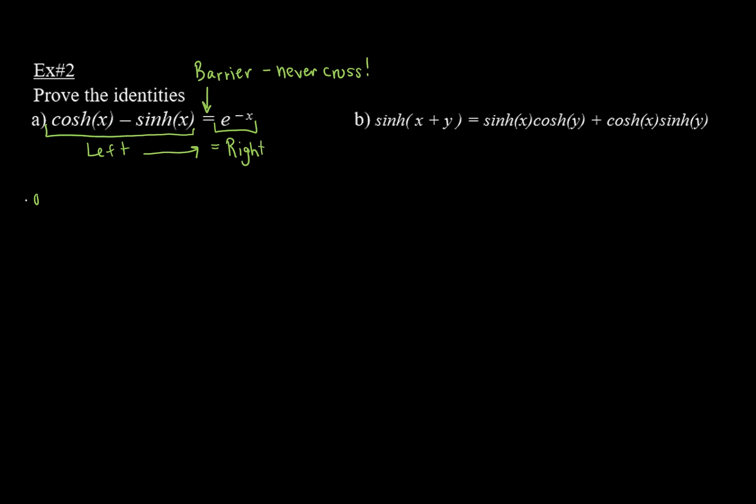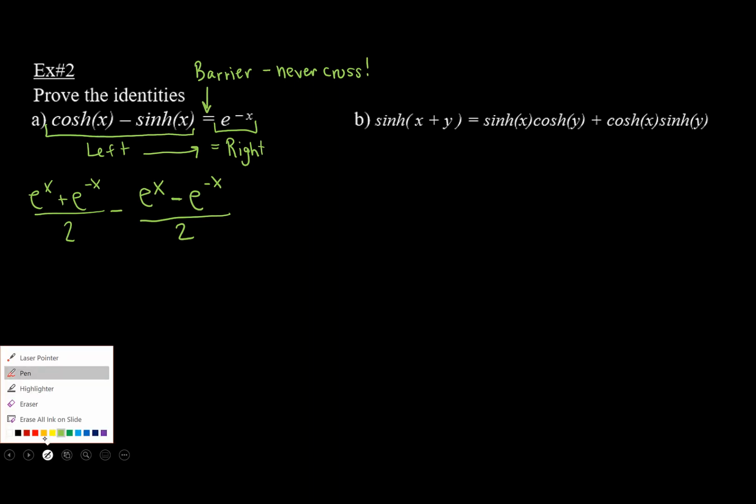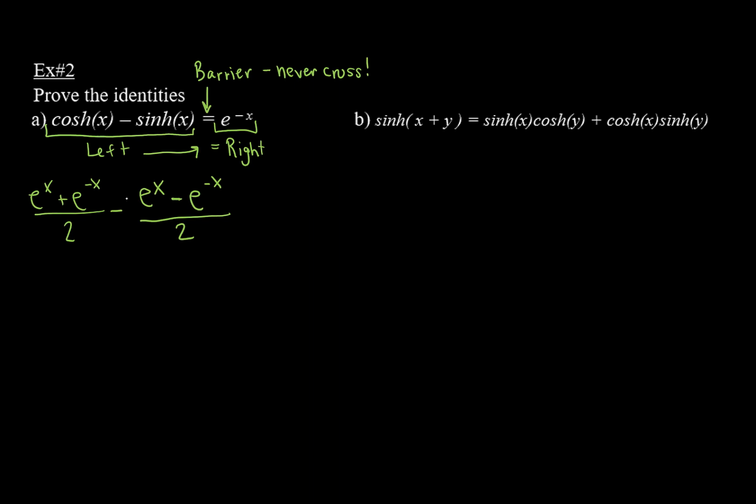The cosh of x is equal to e to the x plus e to the negative x all over 2. Now we subtract from that the sinh. And the sinh is the one with the minus. Now the next thing I'm going to do is distribute out this negative sign here so I don't have to worry about sign errors. And that turns this one negative and this one positive.